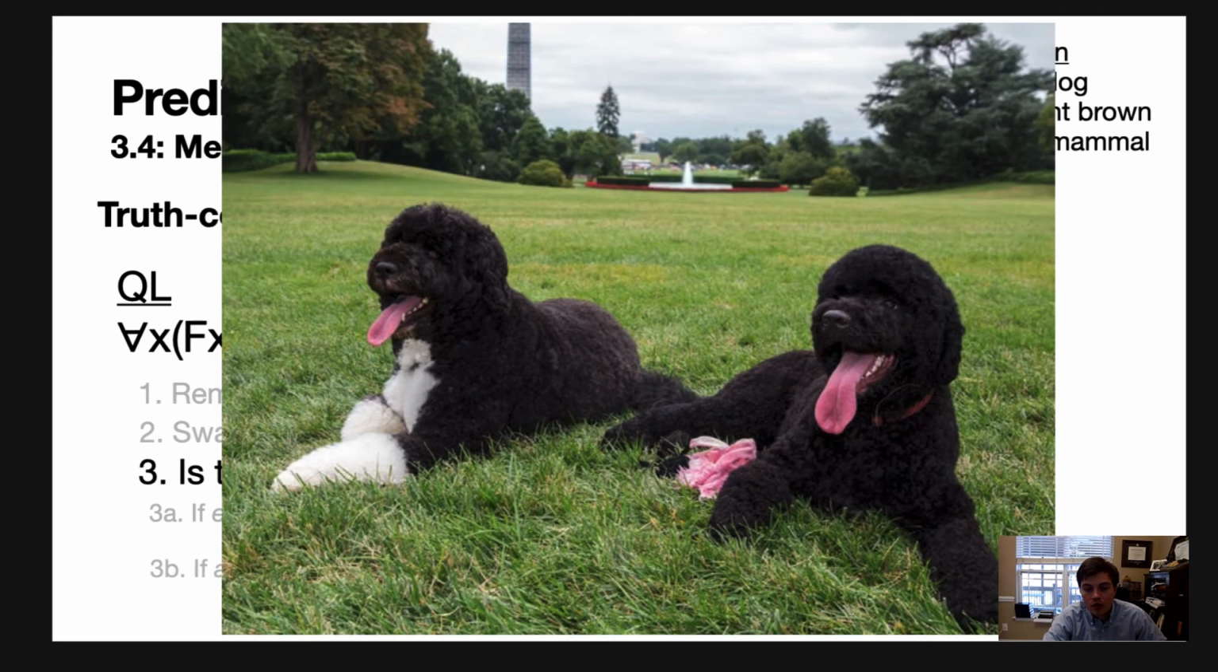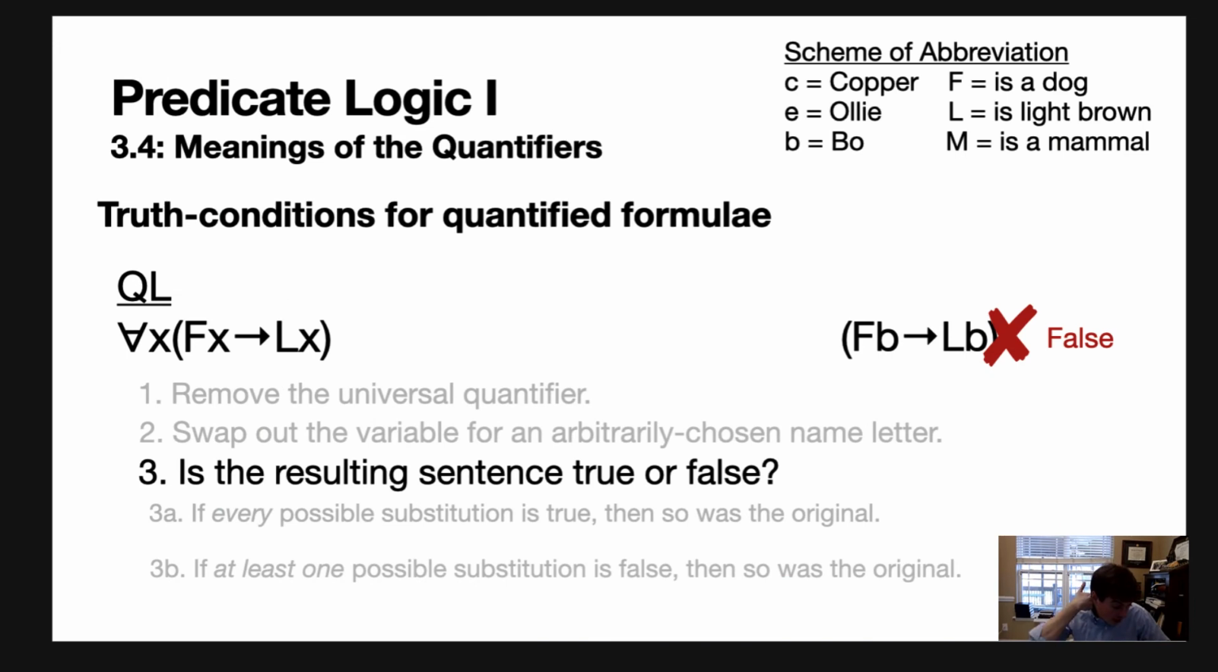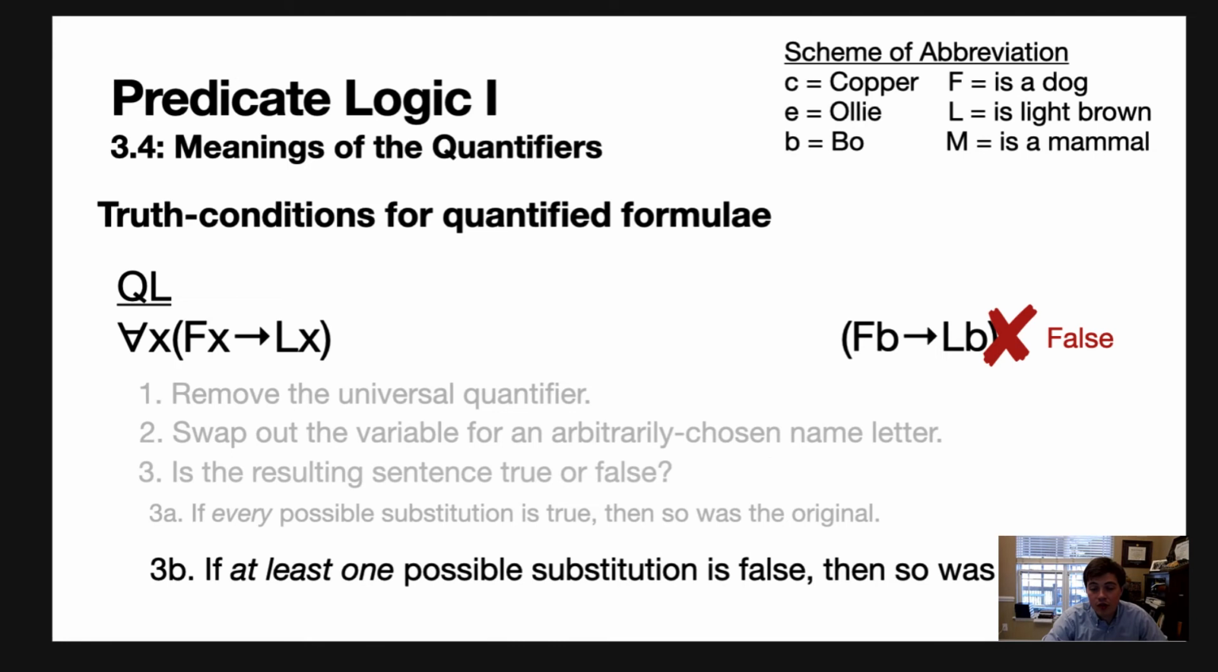Well, here's one of these is Bo. I don't know which is which. Maybe they're both sort of like really dark brown or black. I can't tell, but they're definitely not light brown, right? And they are both dogs. So what that means is that the antecedent of this conditional, Bo is a dog, is true, but its consequent, Bo is light brown, is false. And that means the entire conditional is false.